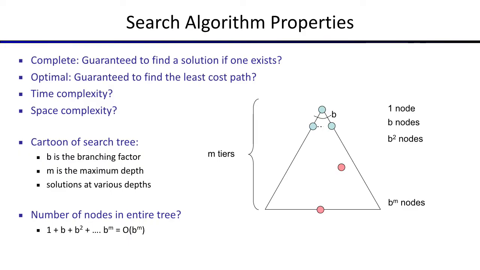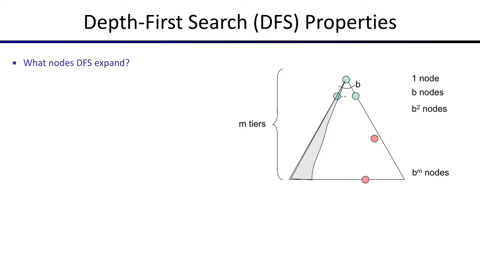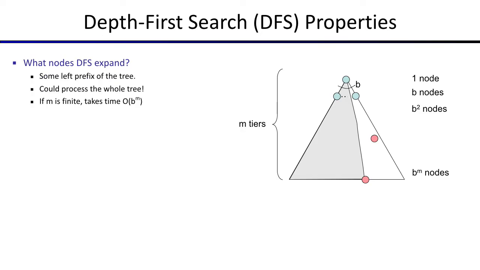Number of nodes in the entire tree. Well, if we're exactly counting, then it's actually going to be the sum of all of these, 1 plus B squared, all the way on. But that's just O of B to the M. And so as far as analyzing runtime complexity and space complexity, as far as we're concerned, it's O of B to the M. So here's an animation of sweeping left across the tree. And if it's the worst case where our only goal is over here, it could process the whole tree. And if M is finite, then in that worst case, it will get O of B to the M.